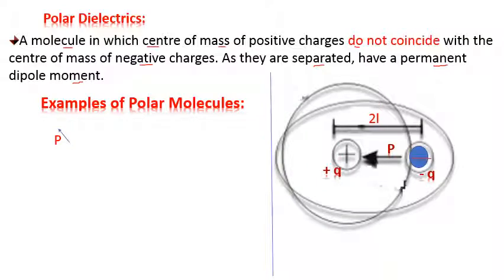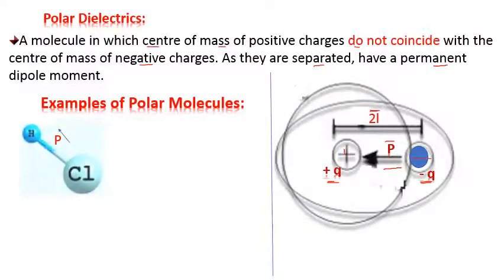Now see here, the centers of positive charges and negative charges are clearly marked by plus q and minus q. Plus q is the center of all positive charges, minus q is the center of all negative charges, and these two are separated by the distance 2l. Means here a dipole is formed, two charges separated by a certain distance. So this electric dipole moment, indicated by P, is directed from the negative to the positive charge.